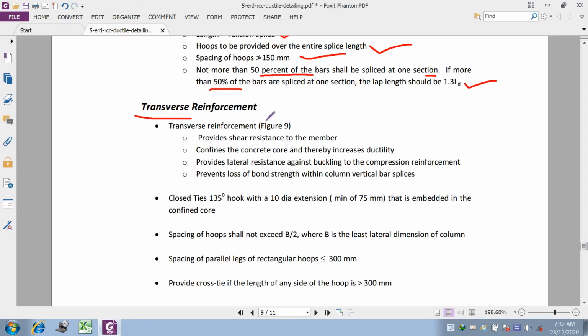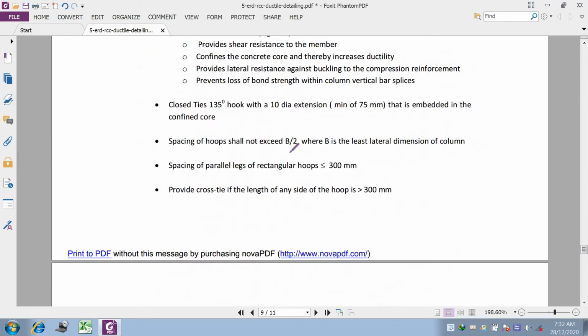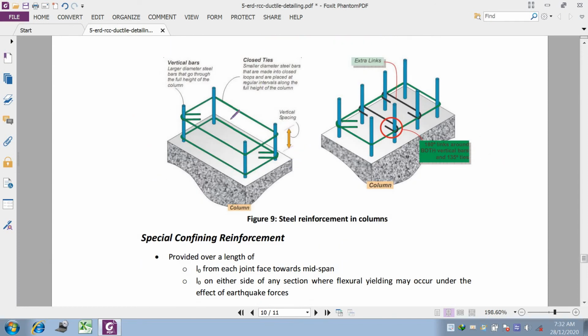Then the transverse reinforcement, figure number 9. Let us see figure number 9. This is figure number 9, transverse reinforcement. Here the vertical bar is there, this is the closely spaced tie, and this is the extra link provided. This is the steel reinforcement provided in a column. This is a 4-bar column, this is an 8-bar column. So this is a typical arrangement of links, showing how the links can be arranged as per the number of bars provided in the column.